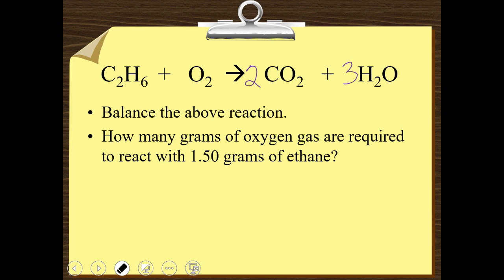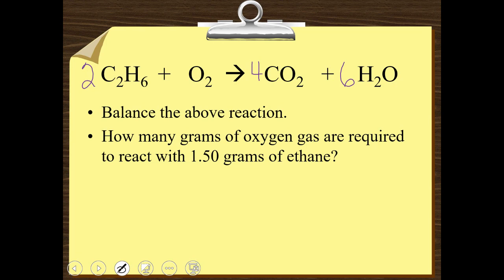existing coefficients. So instead of right there, the 1, 2, and the 3, I'm going to double that, and I'm going to make that 2, 4, 6. Okay, 2, 4, 6. And you can check this. There's now 4 carbon on both sides, and there's 12 hydrogens on both sides.